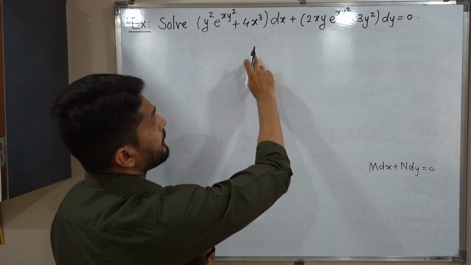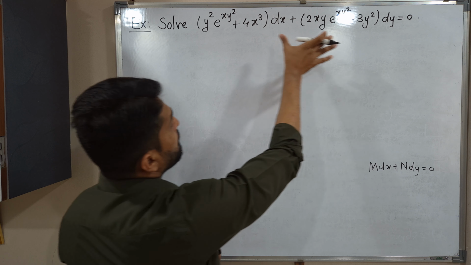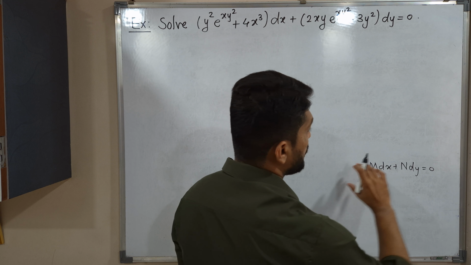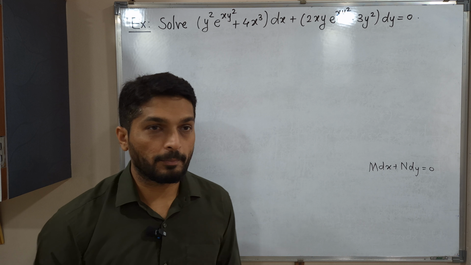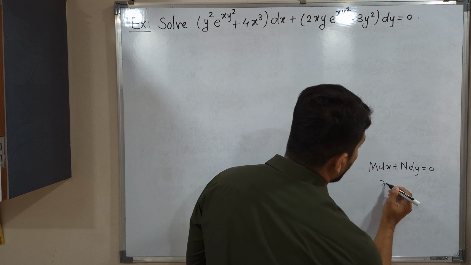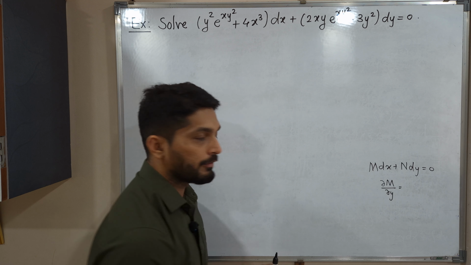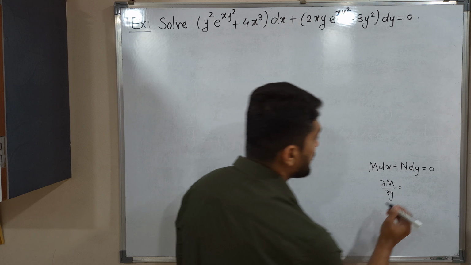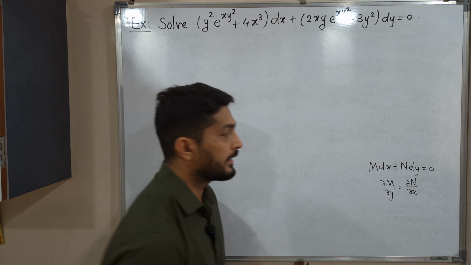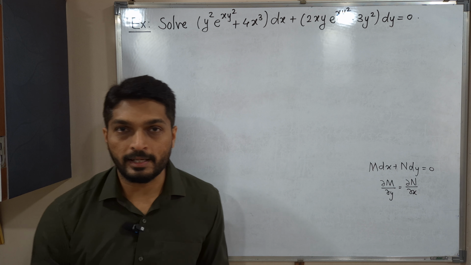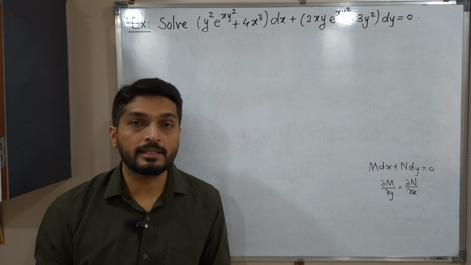You can see this example is also in the same format: a multiple of dx, which is M, and a multiple of dy, which is N. If you have a differential equation like this, M and N are both functions of x and y. If the partial derivative of M with respect to y is the same as the partial derivative of N with respect to x, then we say the differential equation is exact. So in this given example also, we will check whether it is exact or not.